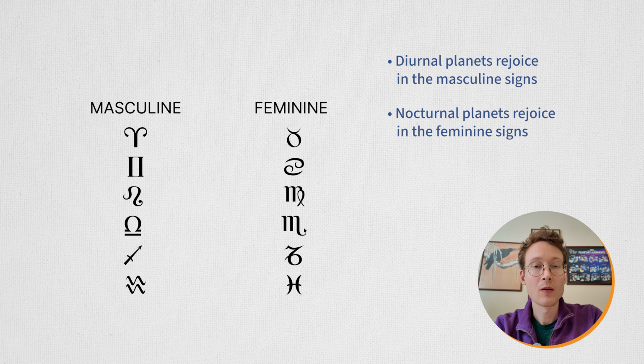In broad strokes, that means that the Sun, Saturn, Jupiter, and morning phase Mercury will rejoice in the air or fire signs, whereas the nocturnal planets, the Moon, Venus, and Mars, as well as evening phase Mercury, will rejoice in water and earth signs.